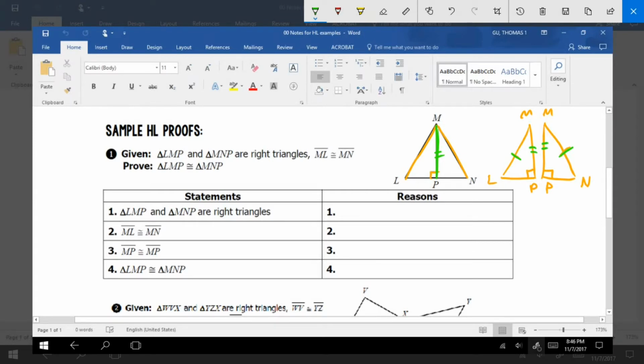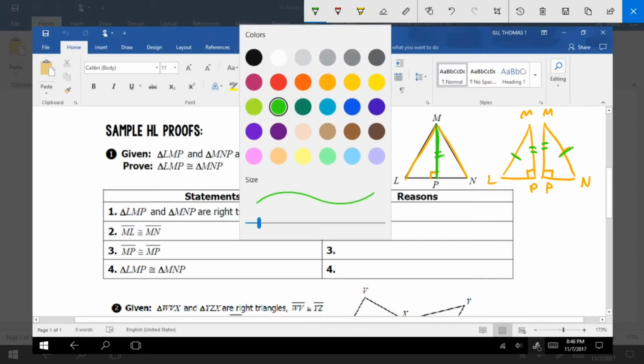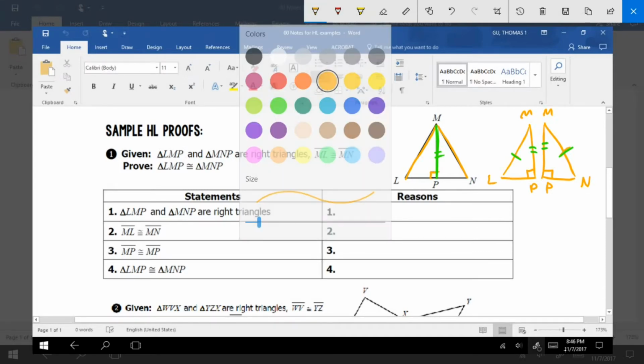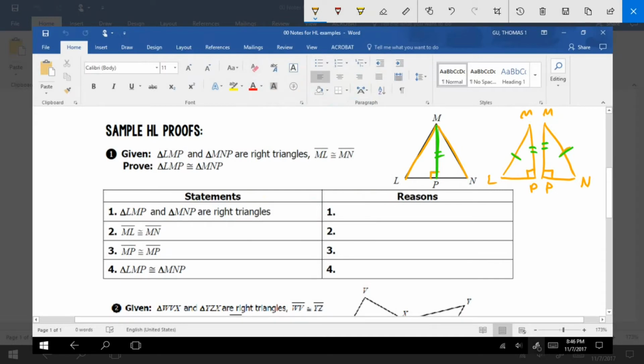Now you can see that we have right triangles, the hypotenuses are congruent, and we have one leg that's congruent, so that's enough to show that these two triangles are congruent. So let's fill in the proof table. Triangle LMP and triangle MNP are right triangles. That's in the given. ML is congruent to MN. That's also in the given.